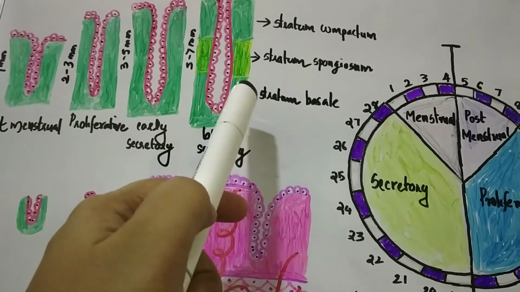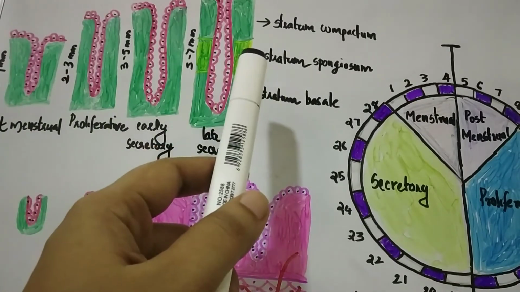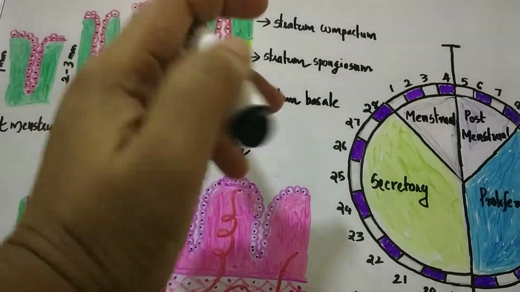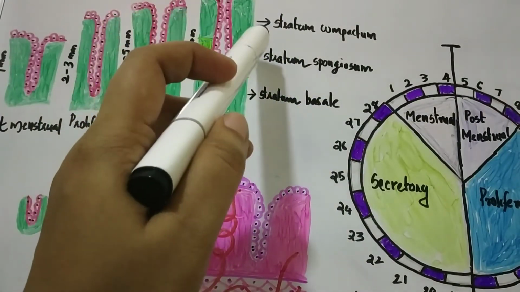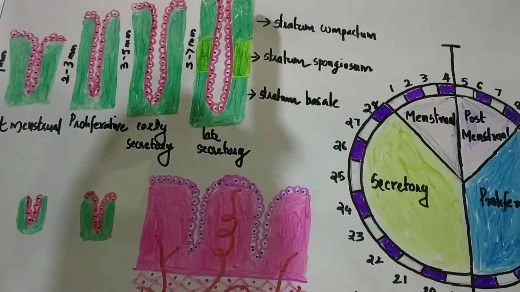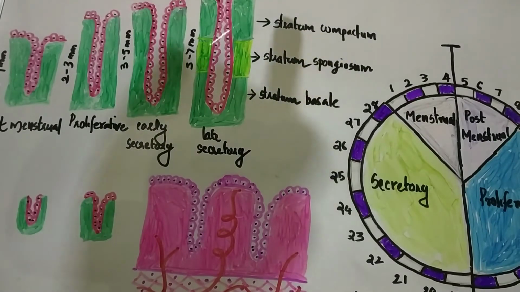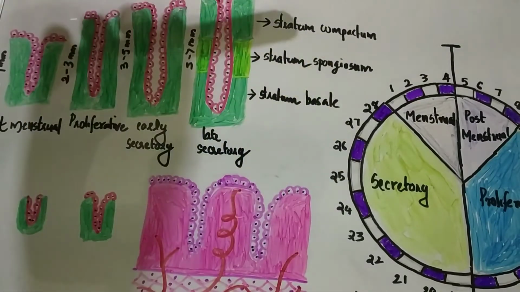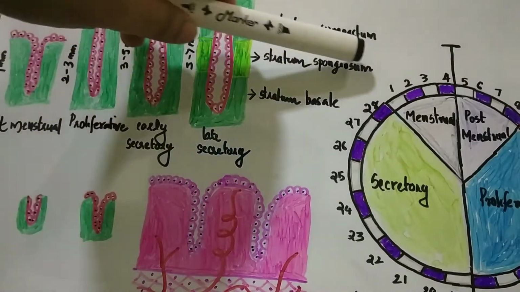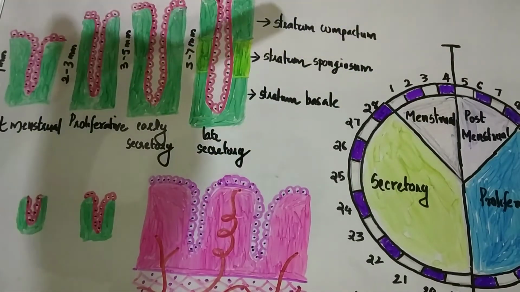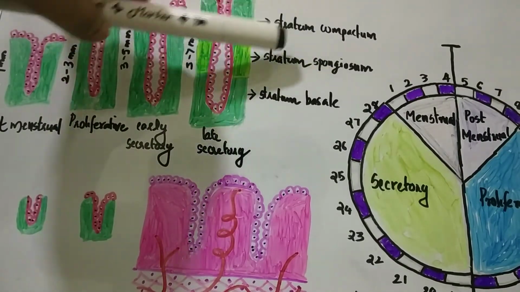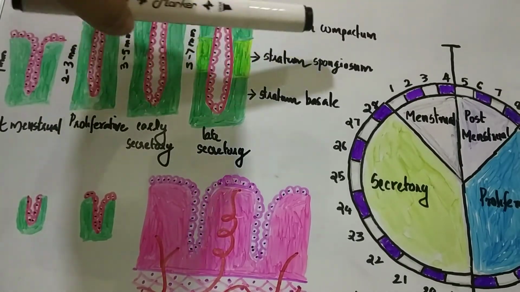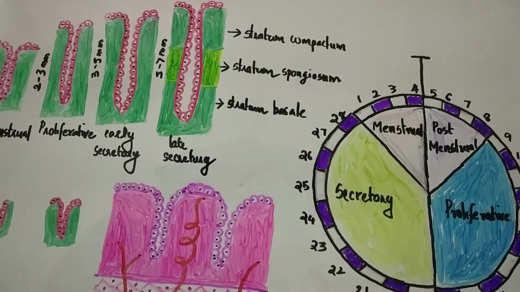The stratum basale does not undergo any cyclical changes during the shedding of the endometrium. The middle is the stratum spongiosum. It is spongy and edematous, and the top layer is the stratum compactum, which is compact. These top two layers, the stratum spongiosum and the stratum compactum, are called the functional zone, and this is the part which undergoes shedding during the shedding of the endometrium.